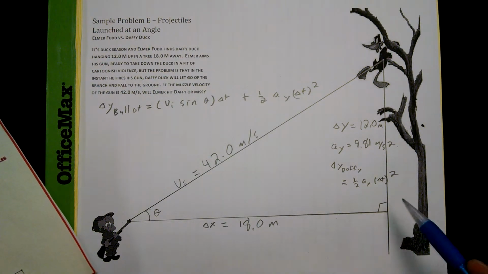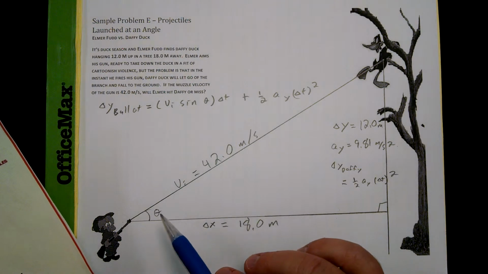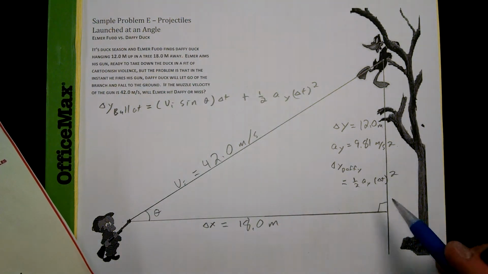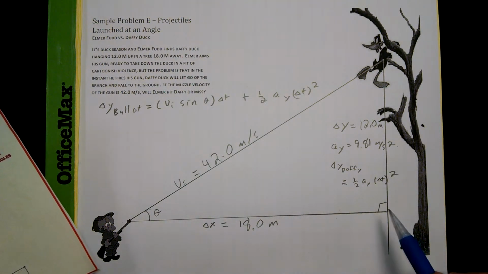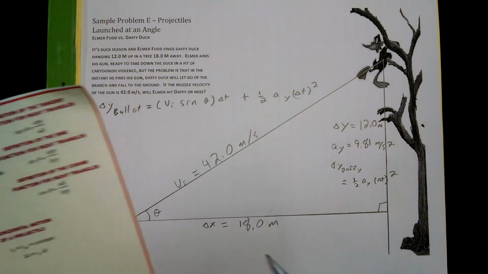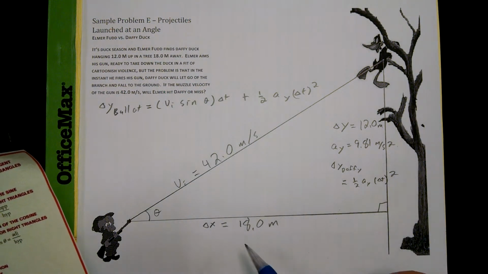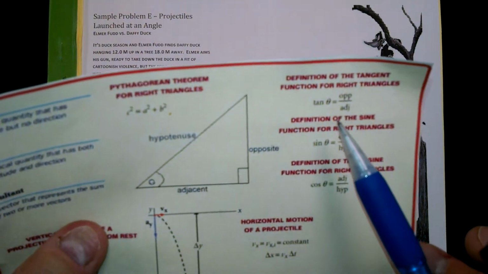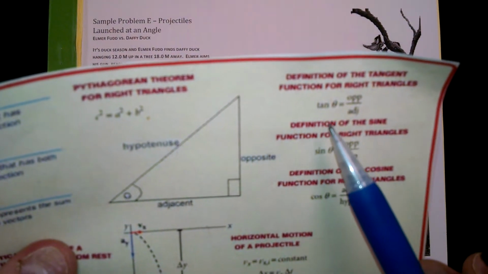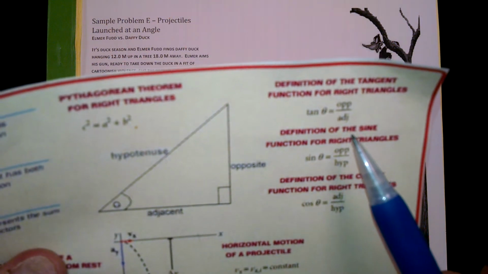That's our adjacent side. Remember, the hypotenuse is always opposite of the right angle in any kind of right triangle. So because we know the opposite and the adjacent side, we want to use the tangent function. Tangent of theta is equal to opposite over adjacent.